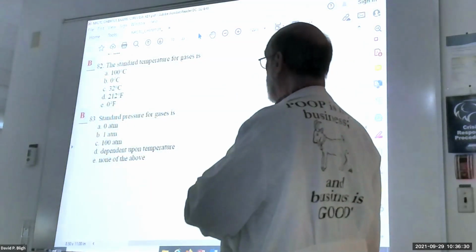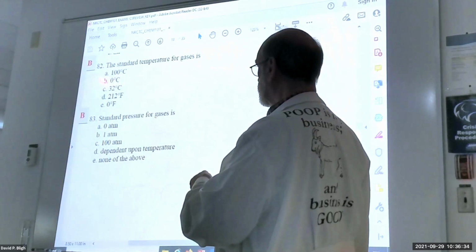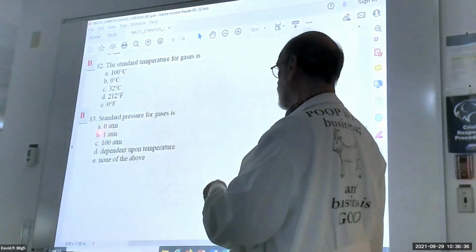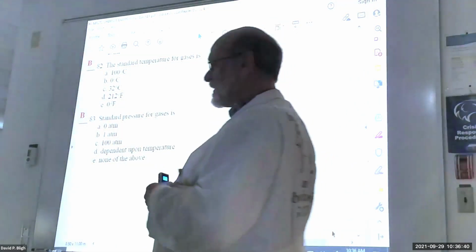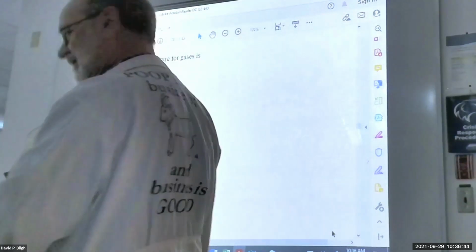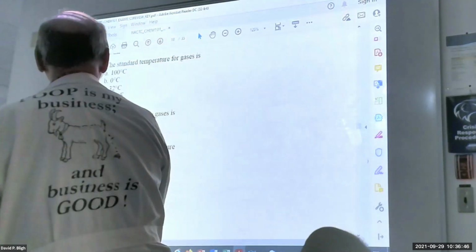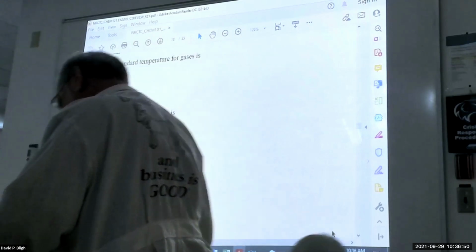So that's why this is the answer. Standard pressure for gases, I already told you that one. So 1 atmosphere. I think that's the reason I put these in here, just so I'd be sure and get that information across. 82, 83, 86.